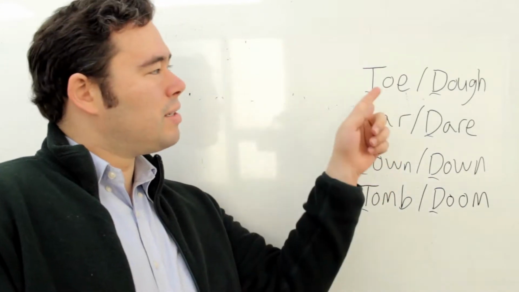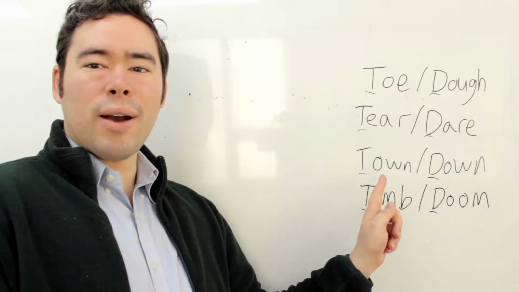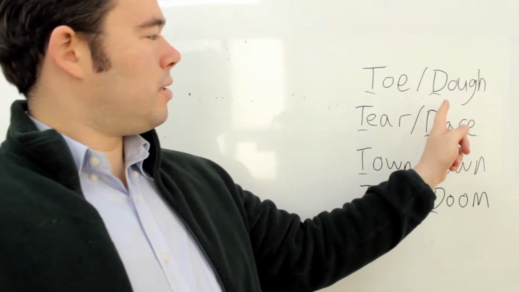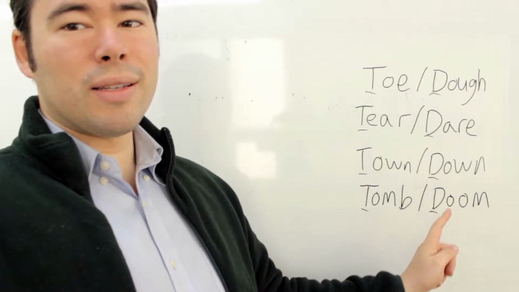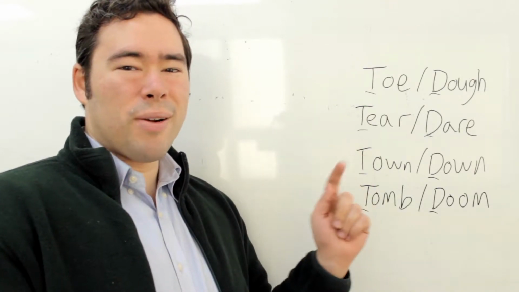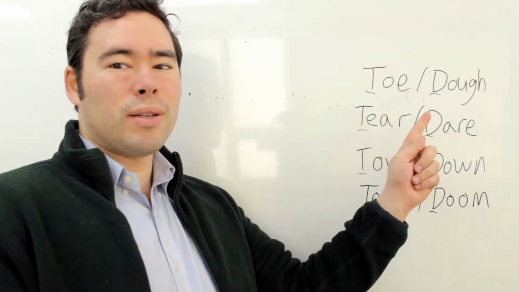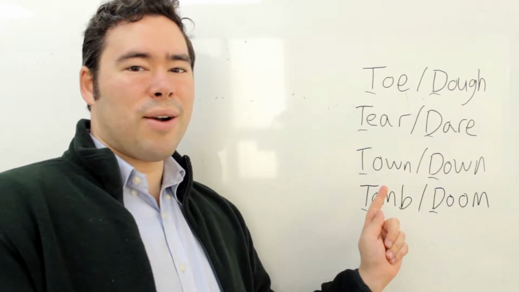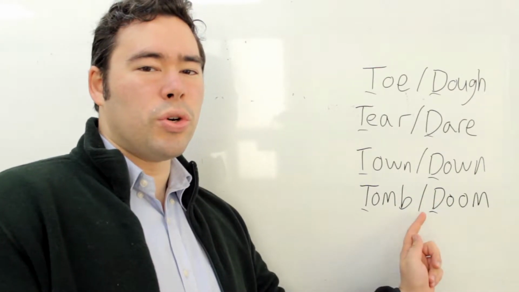Let's begin. Toe, tear, town, tomb. Over to the D words. Dough, dare, down, doom. Okay? Let's go back and forth now, all right? Toe, dough. Tear, dare. Town, down. Tomb, doom.